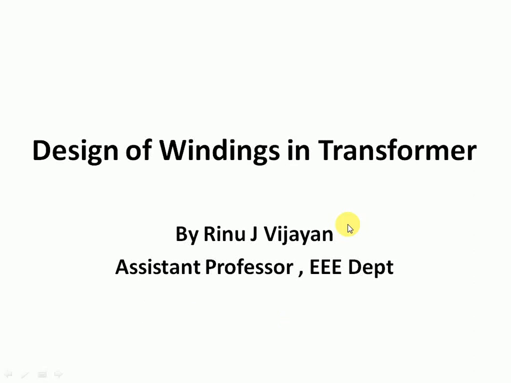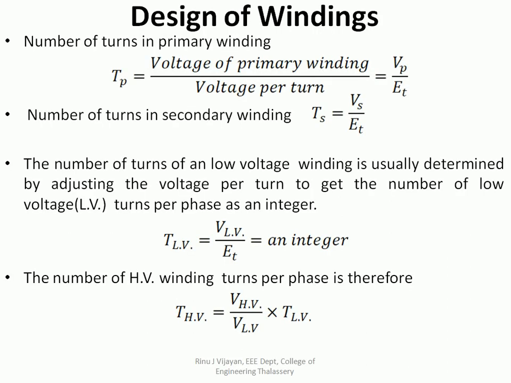Good morning all. Today we are going to study a very simple and small topic, that is design of primary winding and secondary winding in transformer. If you know the value of voltage per turn, which is usually indicated by the symbol ET, then you can easily find the values of primary number of turns and secondary number of turns by dividing the voltage at the primary side and the terminal voltage at the secondary side with ET.